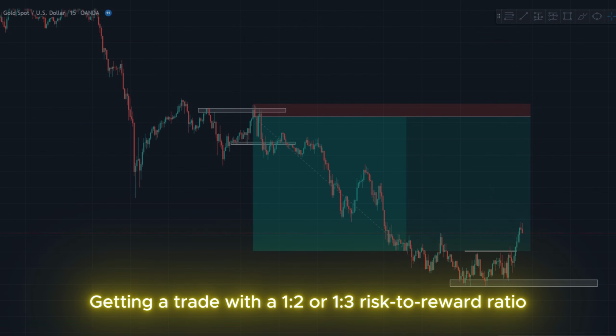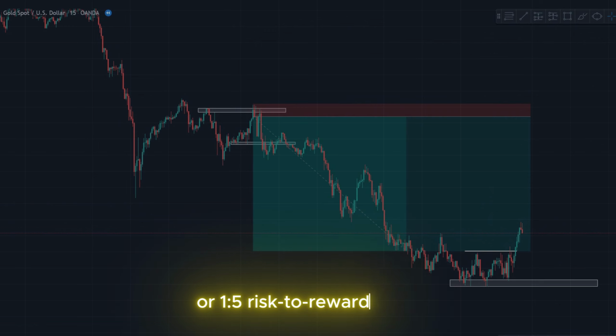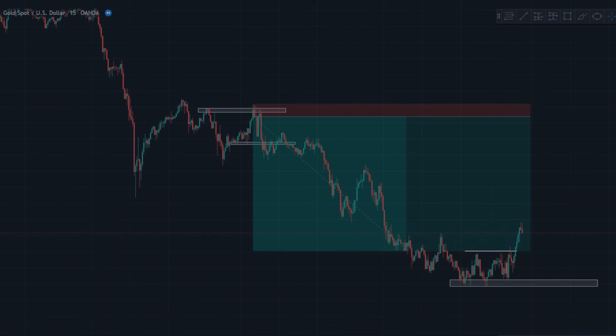Getting a trade with a 1 to 2 or 1 to 3 risk to reward ratio, with my analysis method, is not difficult. But achieving a trade with a 1 to 4 or 1 to 5 risk to reward ratio, and in this case, 1:10, is truly not easy. Let's not talk about market factors, but focus on psychology. Holding on to profits is hard. Harder than holding on to losses. But do you know?